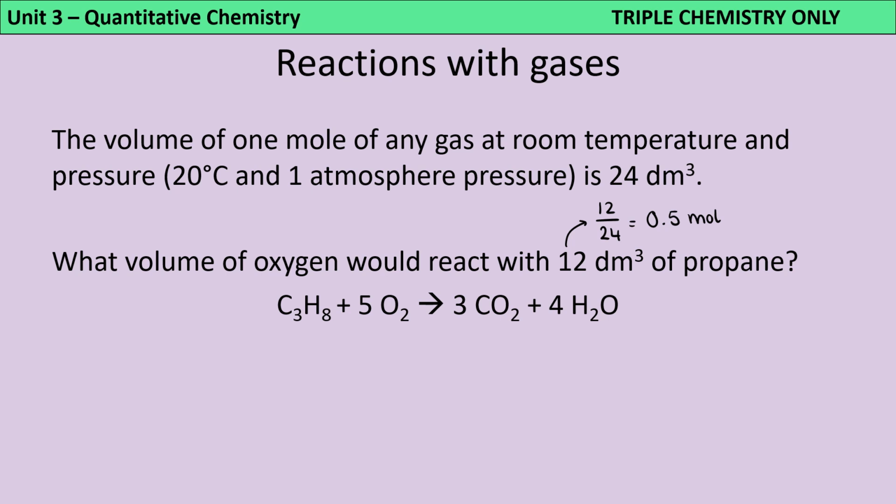And then I could look at my simple equation here and say, well, propane and oxygen are in a 1:5 ratio. So therefore 0.5 moles of propane will react with 2.5 moles of oxygen, and that would give me a total volume of 60 decimetres cubed. But the thing is, I can actually skip some of these intermediate steps, because if I know that 1 mole of gas is going to take up a certain volume, regardless of what the gas is, then actually I don't need to know the exact number of moles. I can just take that volume and multiply it by 5, and I would get the same answer.